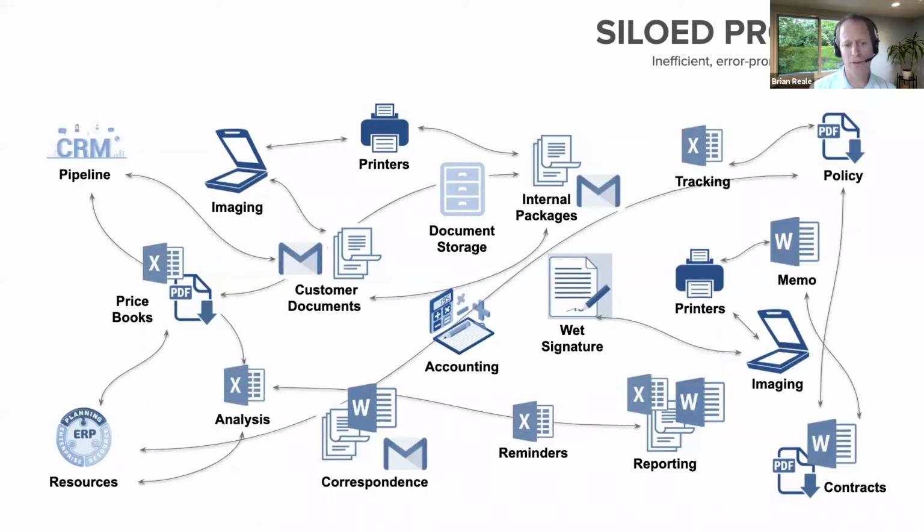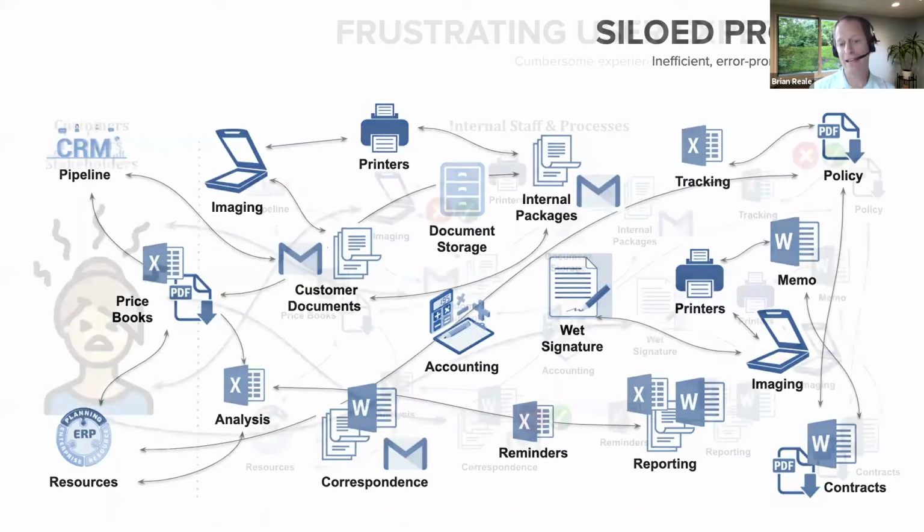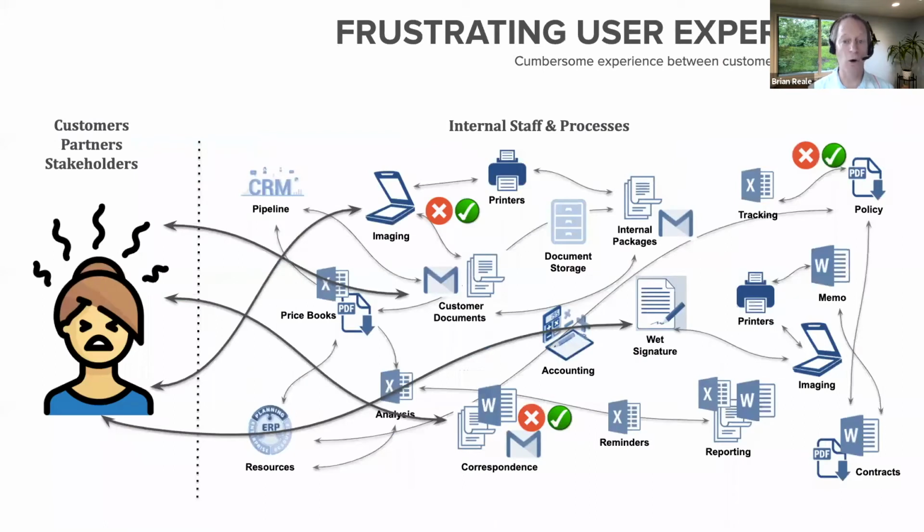Then maybe you're able to solve that problem, getting data to and from a couple systems, but then you end up with this kind of concept of siloed processes. So now you've got some things connecting, but the processes themselves are now siloed. And that becomes a problem for your customers, partners, stakeholders.